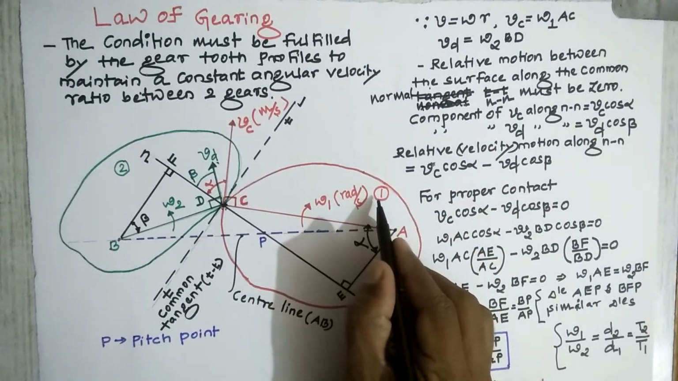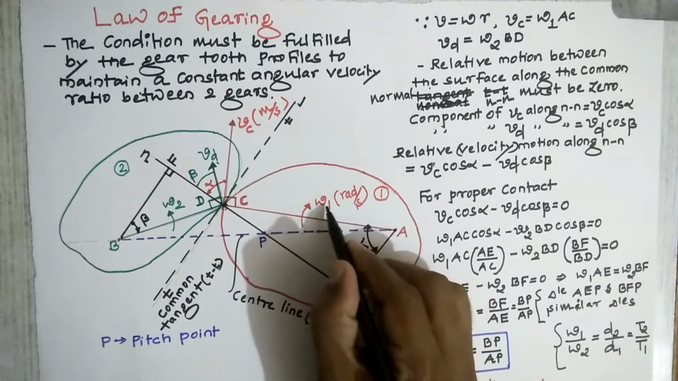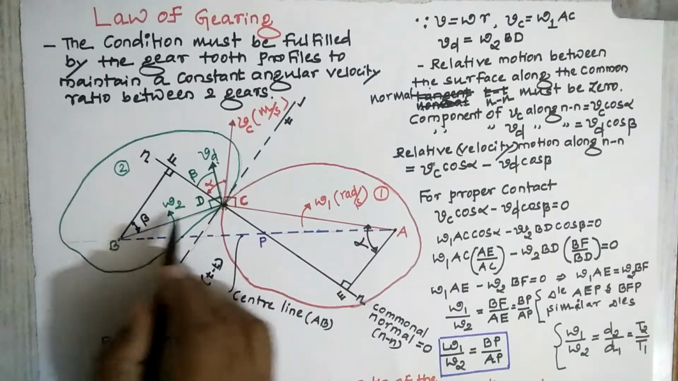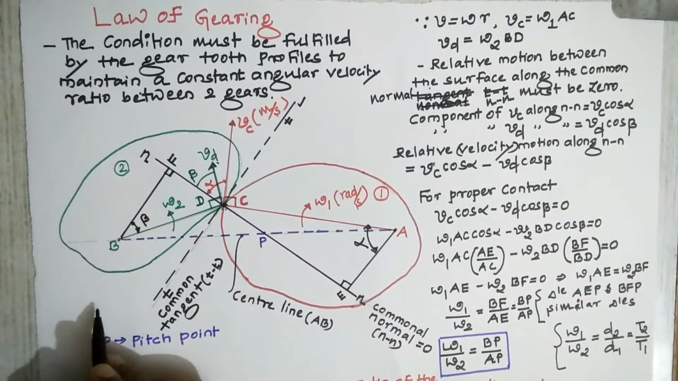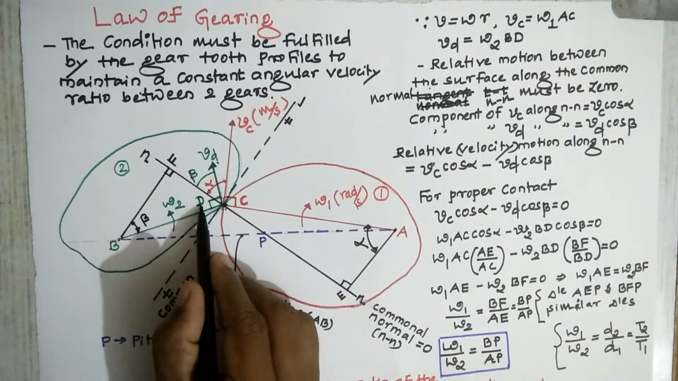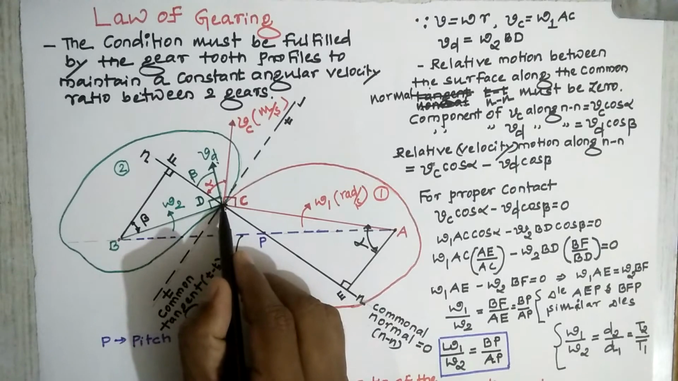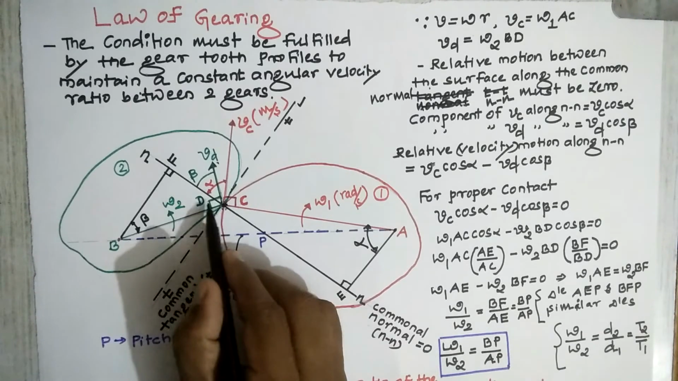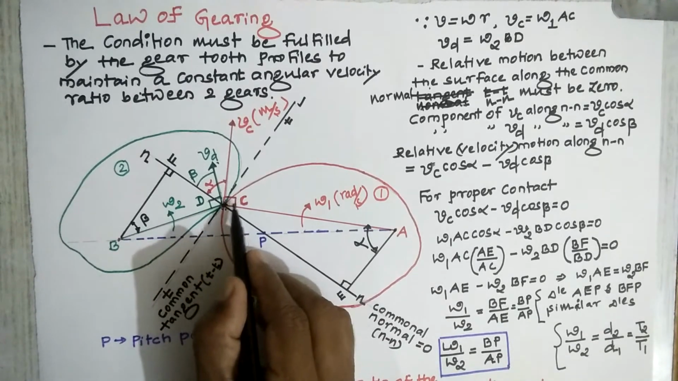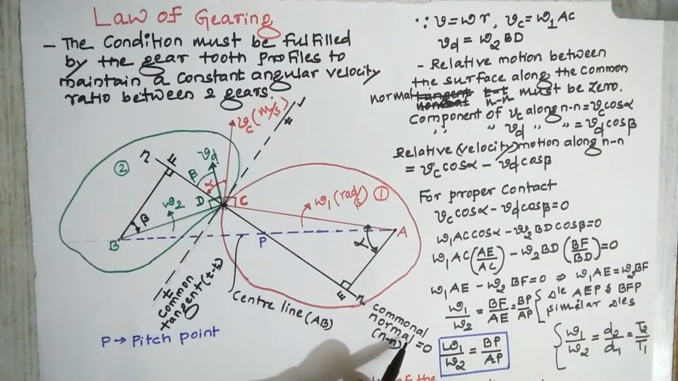One is body 1, the other is body 2, different shapes actually, whatever the shape. Body 1 is rotating with omega 1, body 2 is rotating with omega 2. C is a point on body 1, D is a point on body 2. C and D make contact at this point, so C and D become coincident at the same point. At this point you have to draw the common normal, which you take as NN.